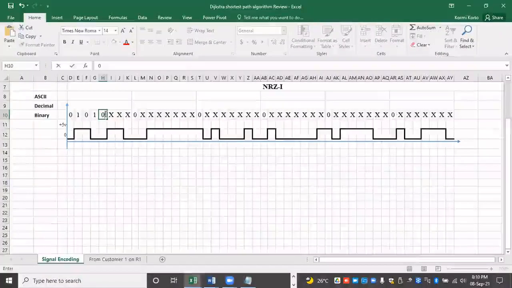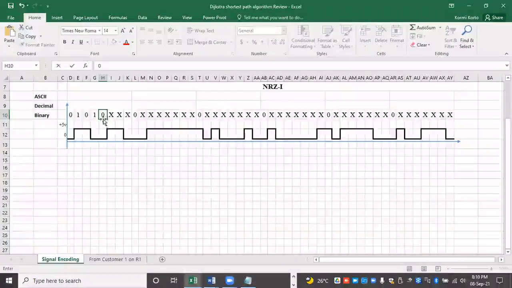Are we good? 0 to 0, no transitioning. 0 to 1, you transition. 1 to 1, you transition. But any other thing else, you do not transition. You just remain in the same state.